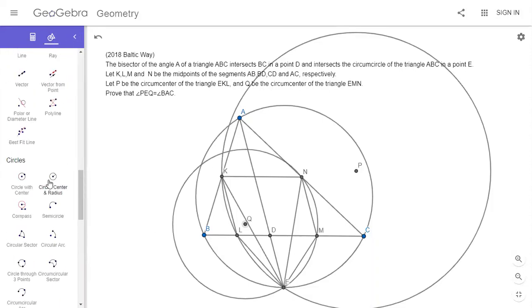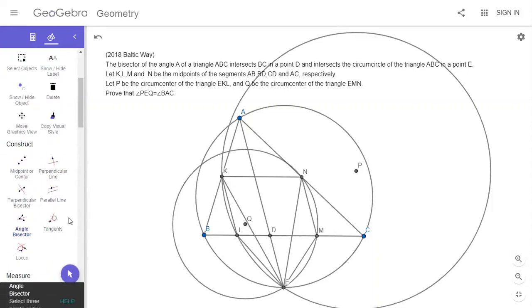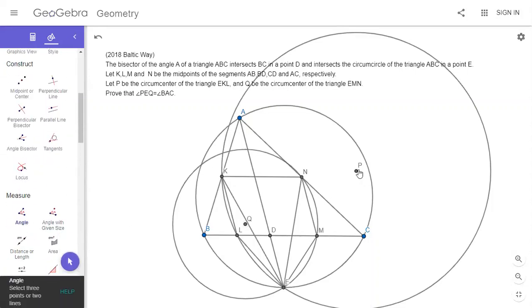All right, let me just check that out. Angle PEQ, 61.5, I think, maybe 64.5. BAC is also 64.5. All right.